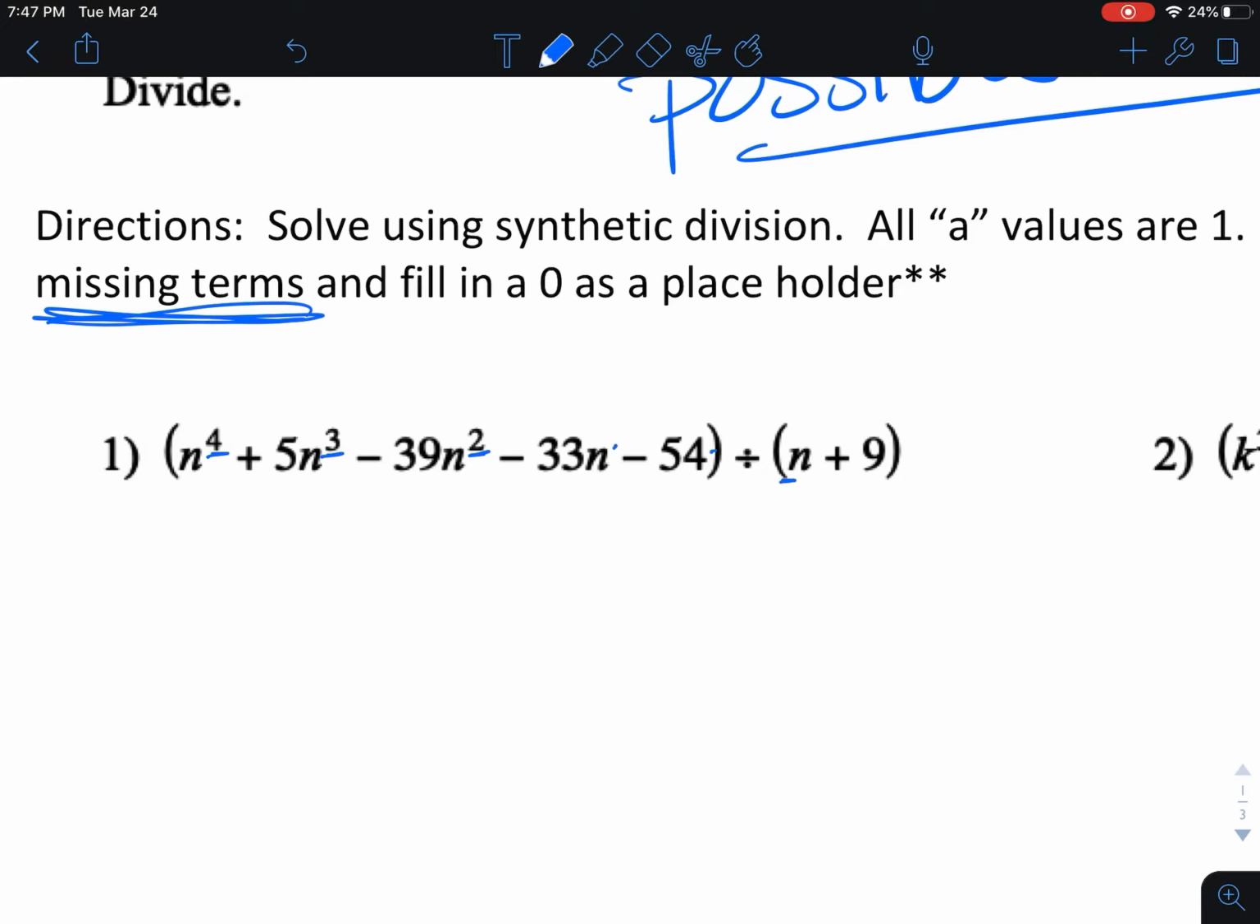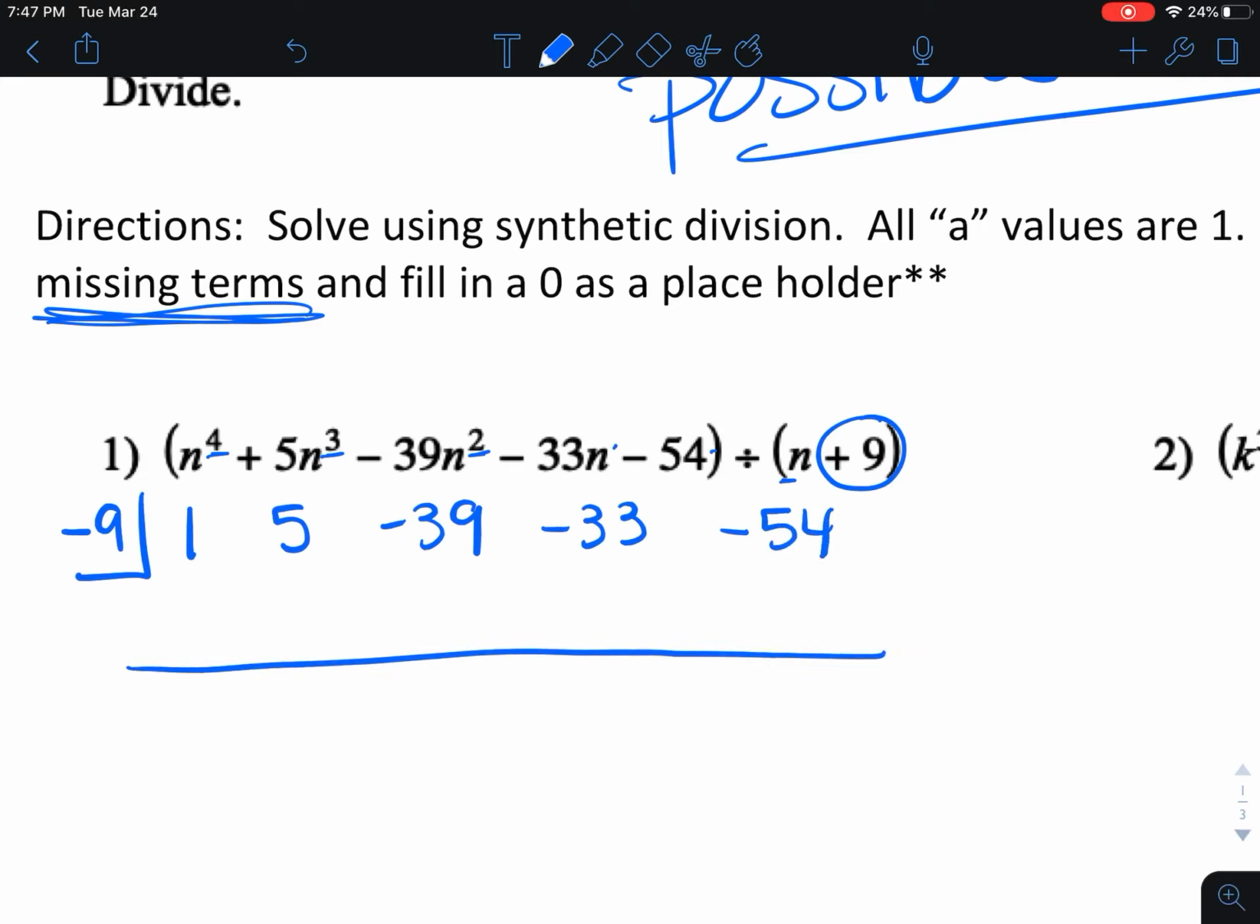So I take the opposite of that, which would be -9 on the outside here. Then I write down all of my coefficients, being sure that I write down any negative signs. Leave a little space. The first number comes straight down. -9 times 1 gives me -9. Remember, when we go straight down, we add. So then this is -4. And then -9 times -4 is a positive 36. Add those together, and I'm left with a -3.